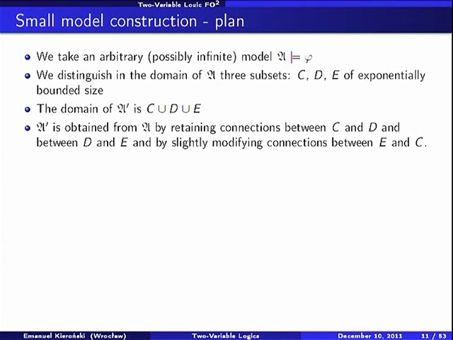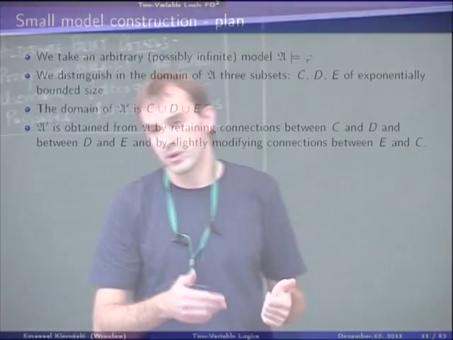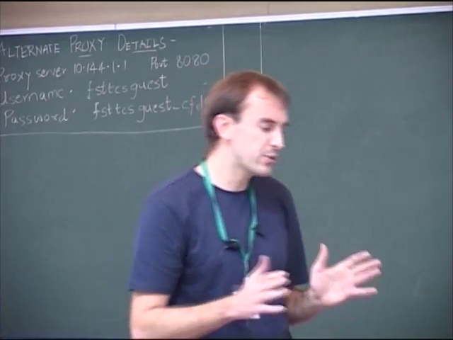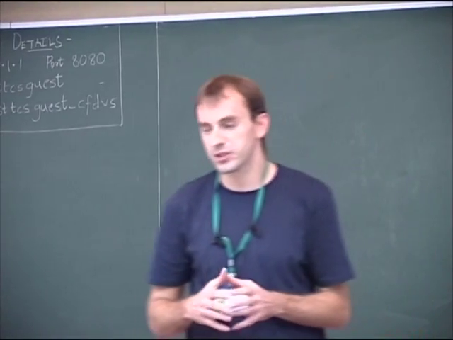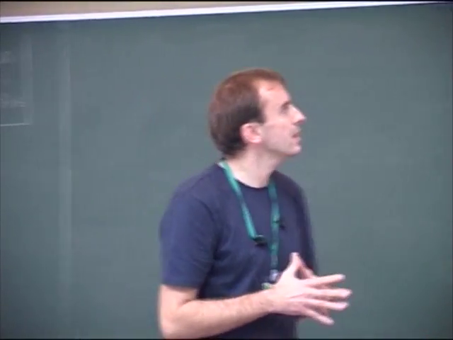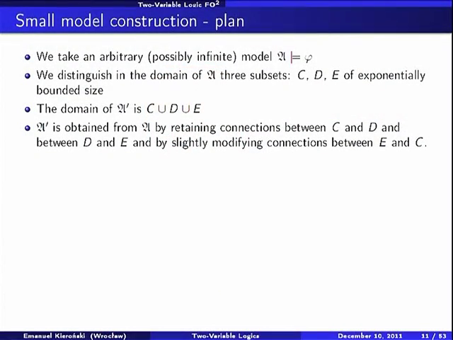Okay, so now we restrict our attention to formulas of normal form. What is the plan of the proof of the theorem? We start from an arbitrary model, possibly infinite. We distinguish in this model three subsets of elements, each of them of exponentially bounded size. And the elements from these subsets will become the domain of our new small model.